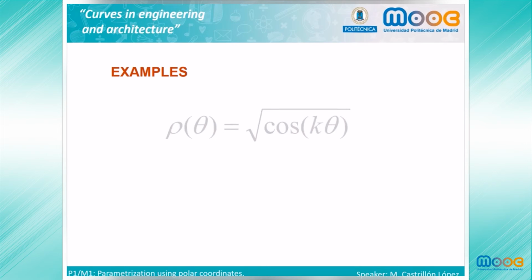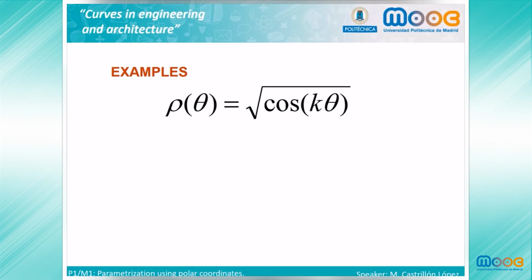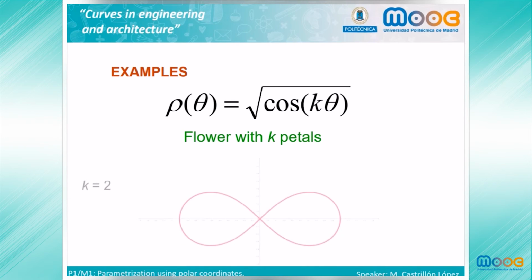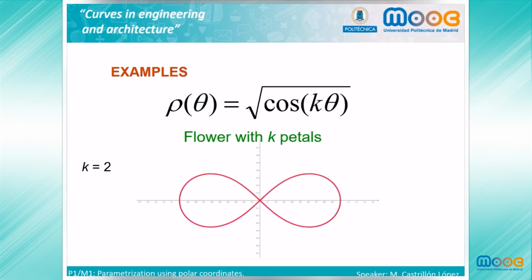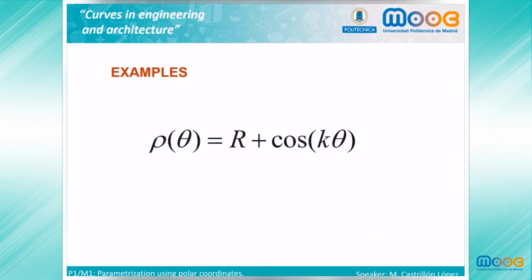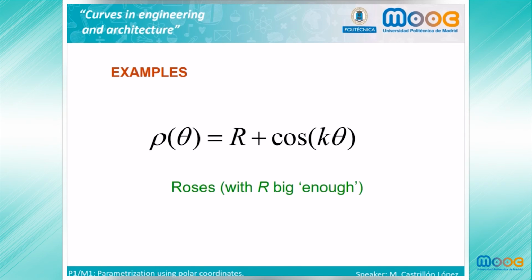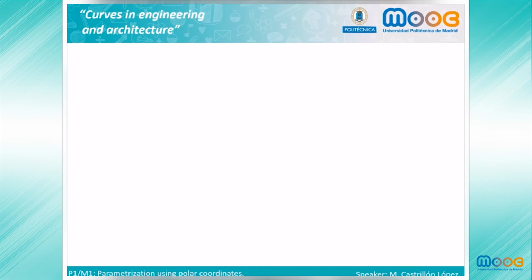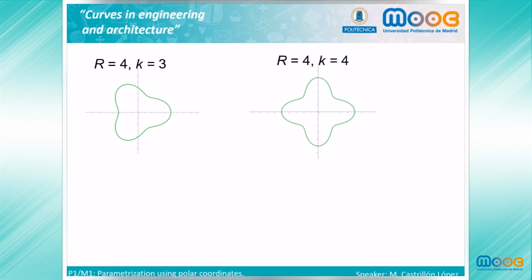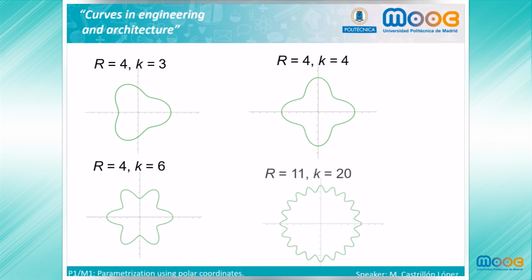If one takes the square root of a previous function, then the trace of the curve is a flower with the right number of petals. For the value k equals 2, we have a 2-petal flower, and this curve is very famous. It's called the Lemniscate. It's the symbol of infinity. If we add a constant to the function cosine of a multiple of theta, for a big enough r, then we have roses. These are the roses you get with different values of r and k.